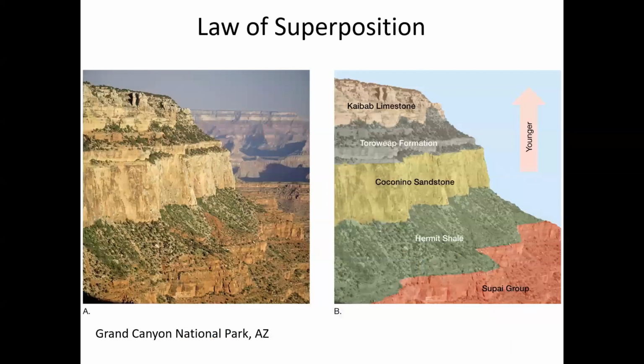We can look at the rocks like we have in the Grand Canyon, and here are the names of some of those layers. So nice picture over here, broken down over here. Kaibab limestone, Toroweep Formation, the Coconino sandstone, the Hermit Shale, and then the Supai group underneath. Well, the law of superposition we can use to tell us the Supai group is the oldest, followed by the Hermit Shale, followed by the Coconino sandstone, followed by the Toroweep Formation, the Kaibab limestone being the youngest one. That's what we use the law of superposition to tell.